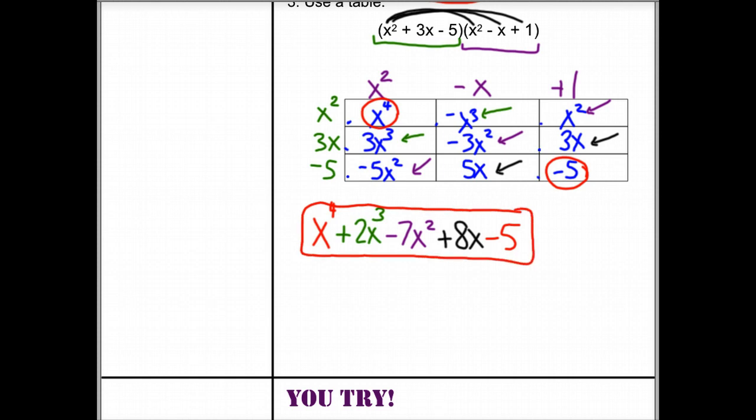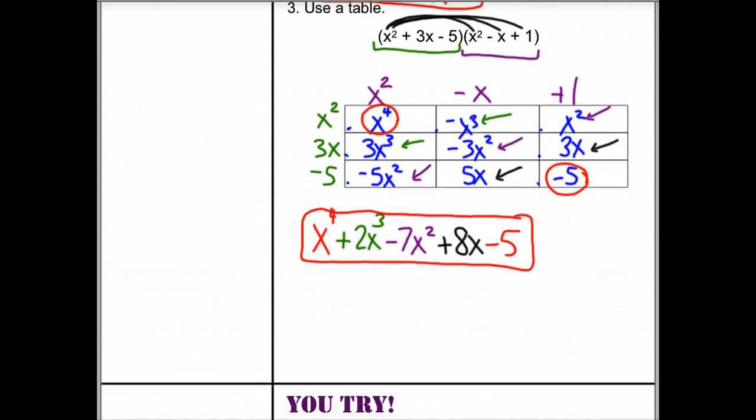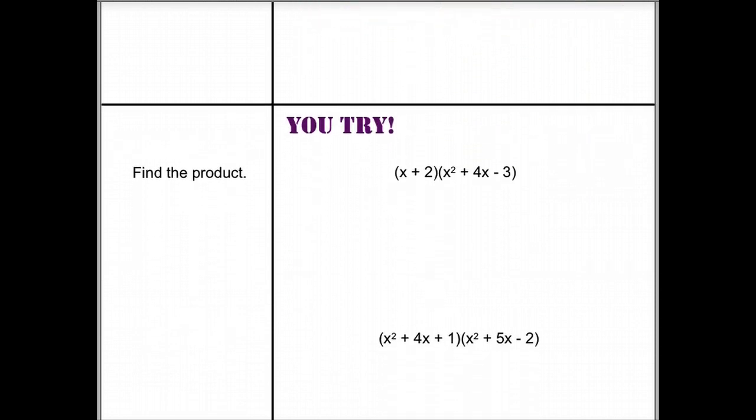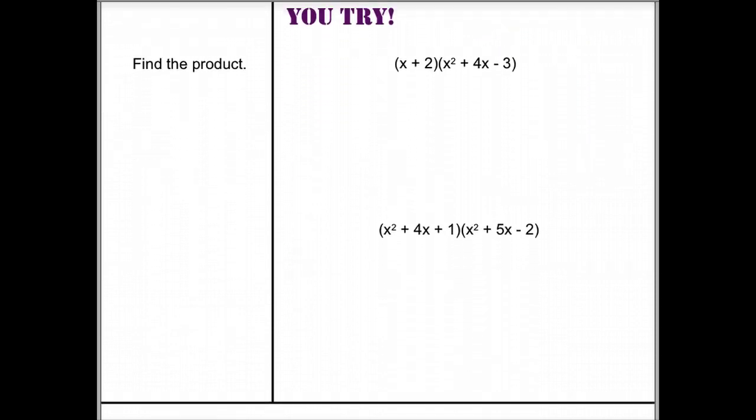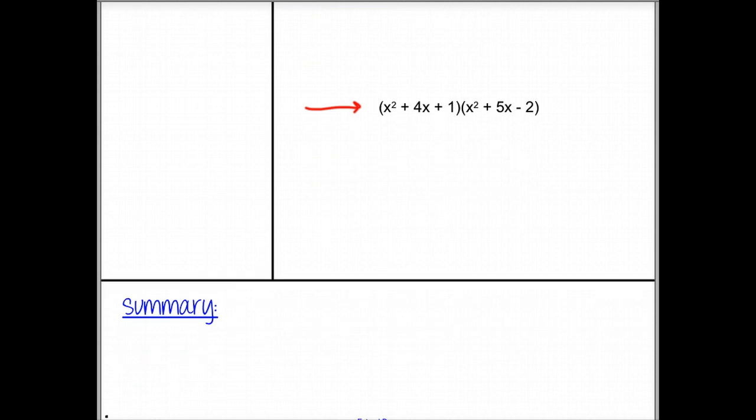So those are the 3 different ways that we can multiply polynomials. And so I want you to try these down here. You can use whichever method for this first one here. And then this one you'll probably want to use a table. So good luck, multiply away, and don't forget your summary.